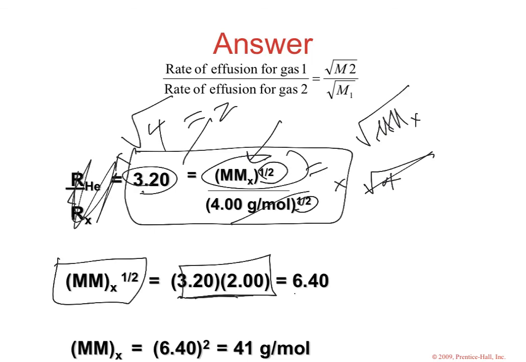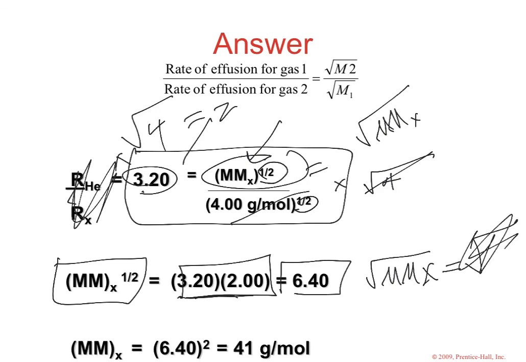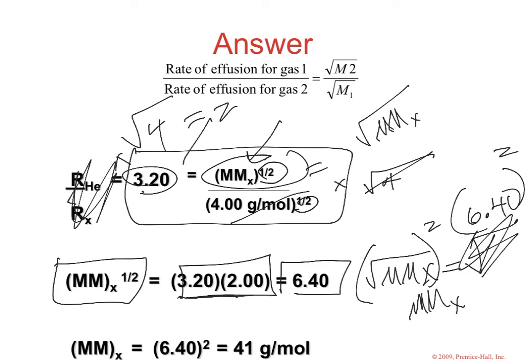Multiplying these two together, 6.4. So now we have square root of the molar mass of the unknown gas equals 6.4. Just square both sides and get rid of the square root. So now we have molar mass of X is 6.40 squared. So the answer is 41. And that is it. So now you just need to practice a bunch of them.